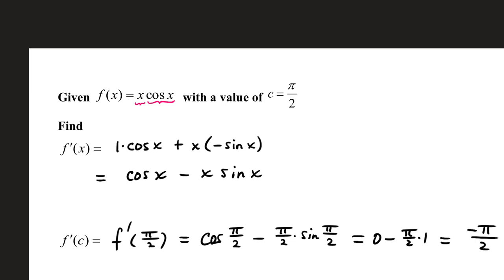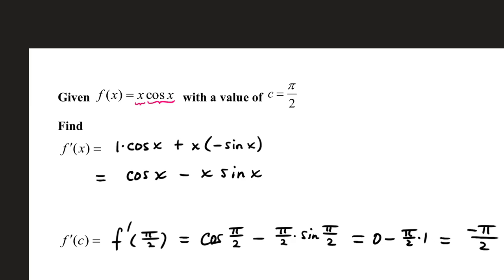Given the function x times cosine x with a value of c equal to pi over 2. This function is a product of x and cosine x. Our derivative is the derivative of x, which is 1, times cosine x, plus x times the derivative of cosine, which is negative sine x. Cleaning up your terms, we have cosine x minus x times sine x.